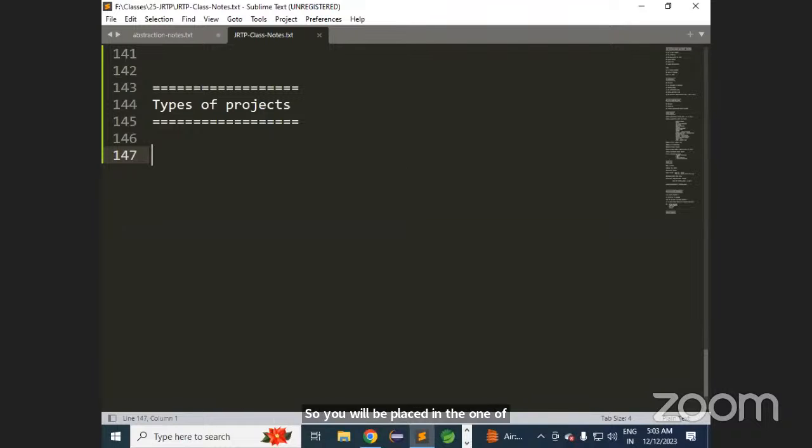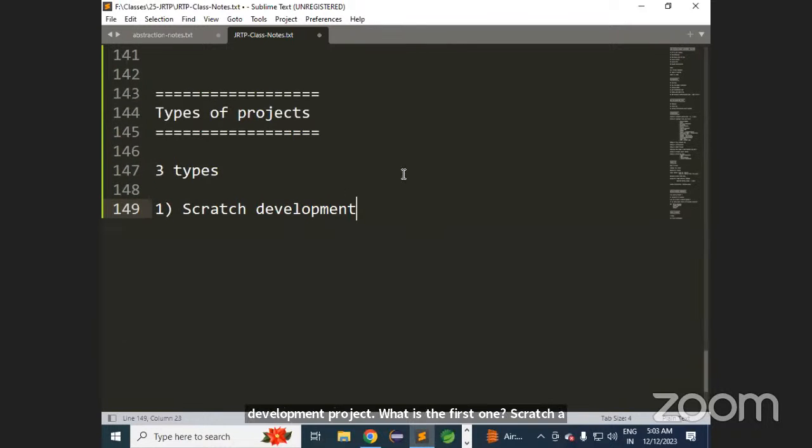Now, what types of projects will be available in a software company? In the IT industry, projects are divided into three types, guys. What are those three types? The first one is the scratch development project.